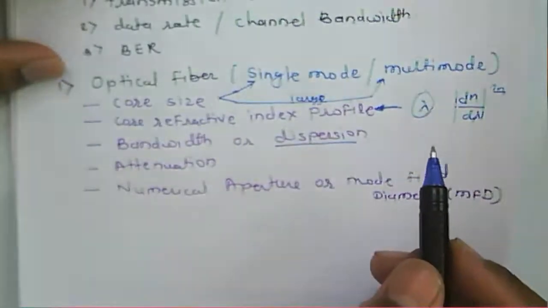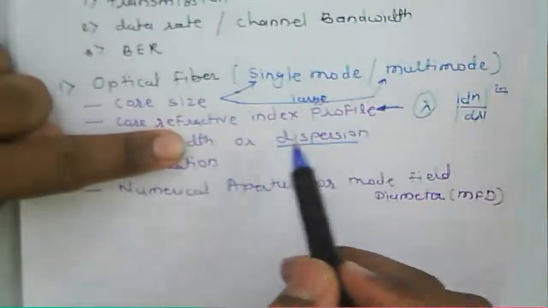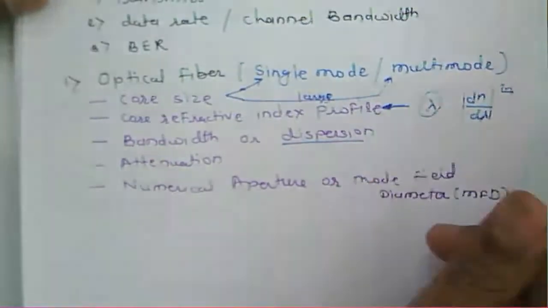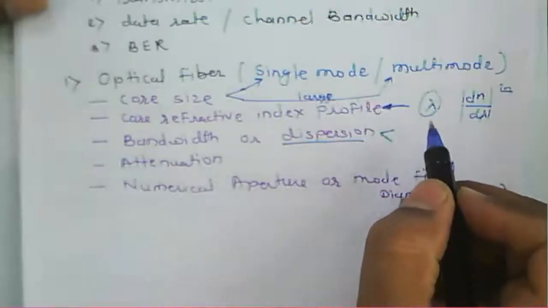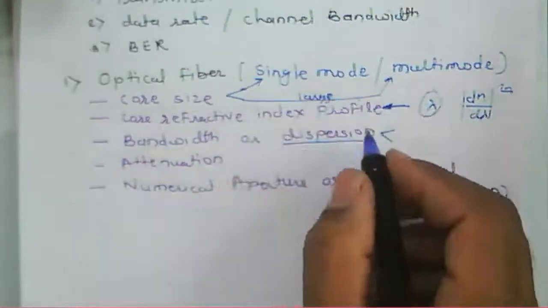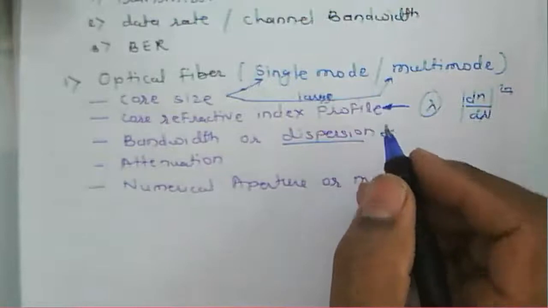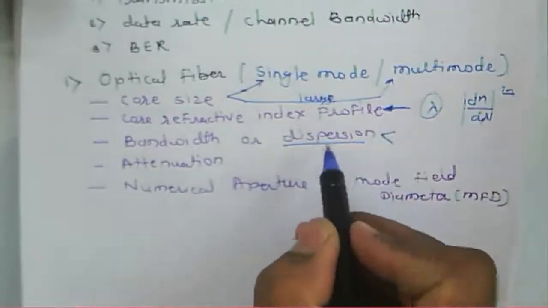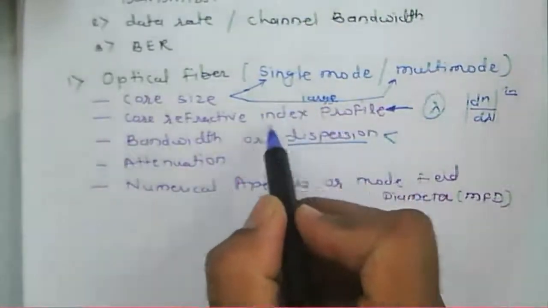Then the dispersion or bandwidth, that is data rate, depends upon the dispersion. You can say that bandwidth and dispersion are nothing but common or the same. In the case of dispersion, if the length of the fiber increases, the dispersion increases. And dispersion has two types: intermodal dispersion and intramodal dispersion, and one more, waveguide dispersion. All these dispersions depend upon the optical fiber material, so again it comes to the refractive index profile or refractive index of the fiber.